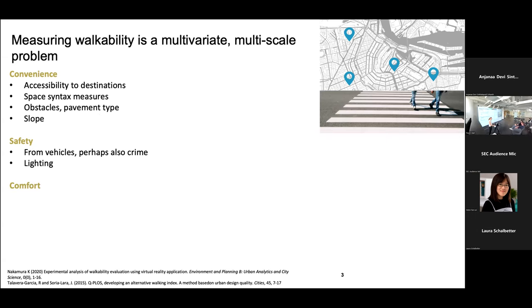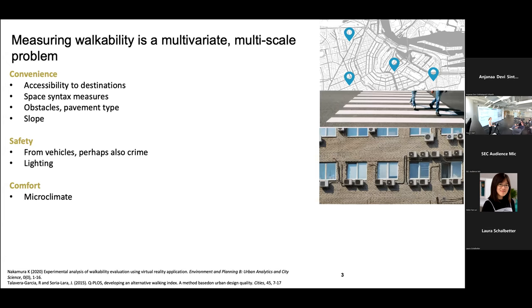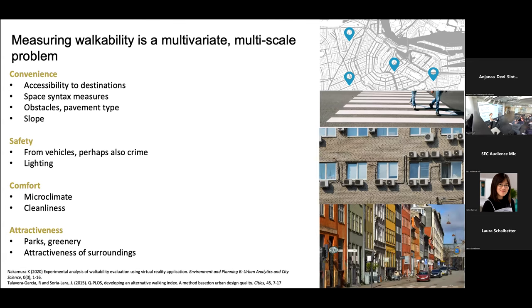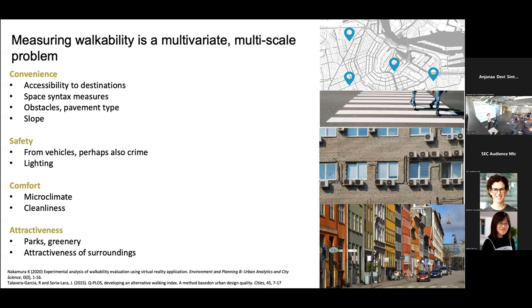You need to have a comfortable environment. That could mean that it's not too hot there, so that could be influenced by something like the urban heat island effect. It needs to be clean and it needs to be attractive. Things like parks and just nice buildings are attractive to people, and they influence their willingness to walk there. So there are a lot of these different features that range from city scale or neighborhood scale to a very local small scale.